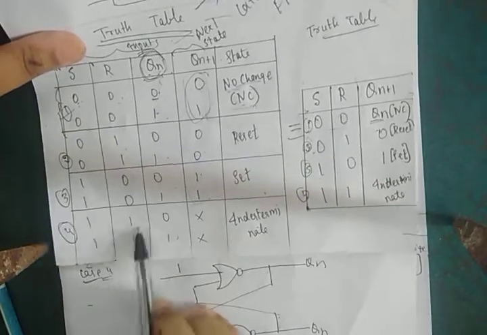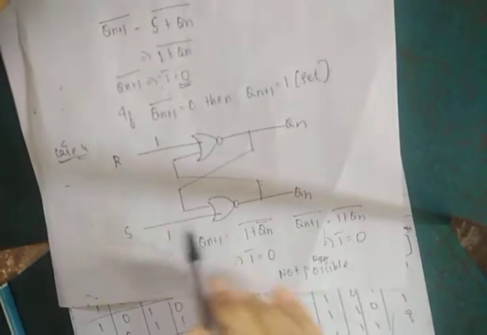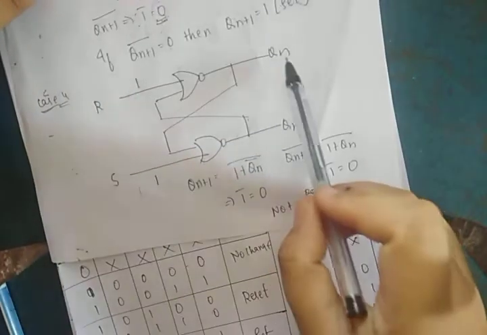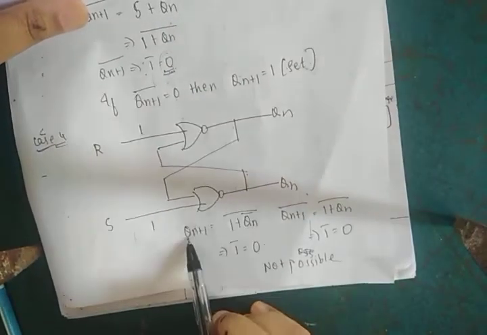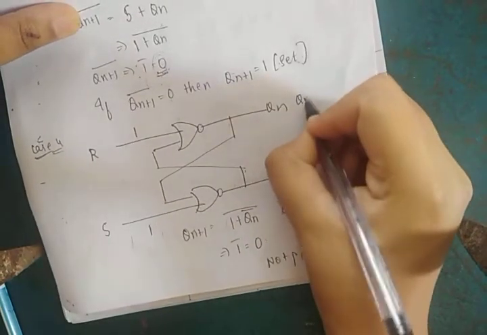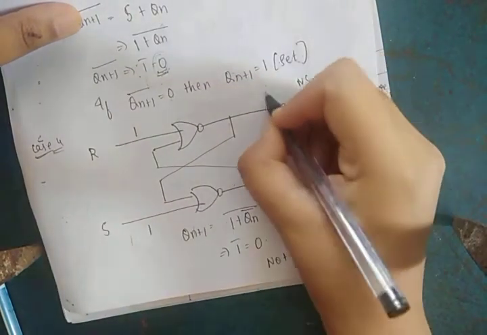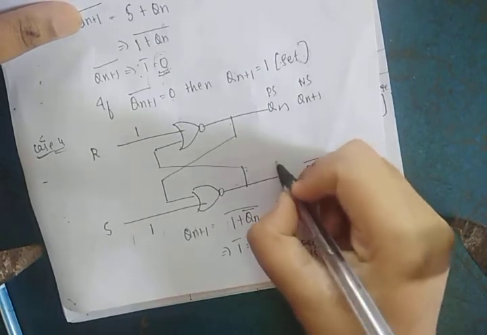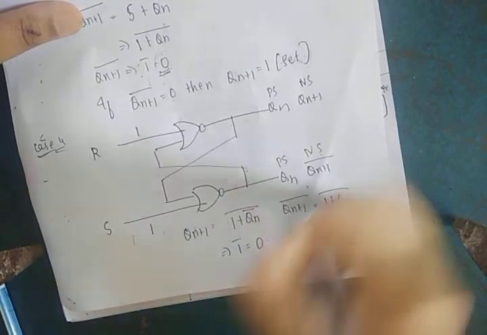Coming to the last, if both are 1, 1, what to do? Go to the last step, that is the fourth case. If both R is also 1 and S is equal to 1, Qn and Qn bar. Now I have done here both. First Qn plus 1. Here this is Qn plus 1. This is next state. This is previous state. Qn plus 1 bar, this is previous state, this is next state.